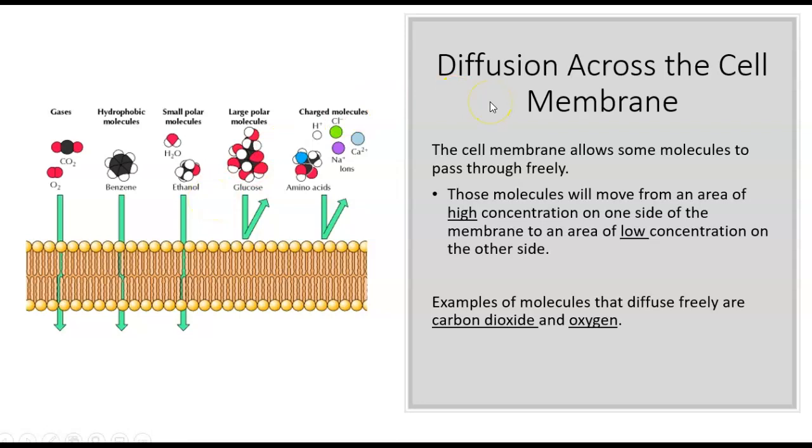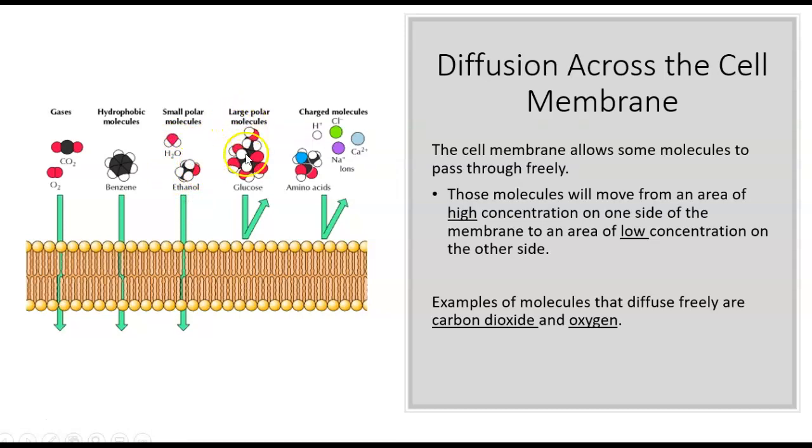So the cell membrane does allow some molecules to pass freely. So those molecules will move from an area of high concentration on one side of the membrane to an area of low concentration on the other side. So examples of molecules that diffuse freely are the oxygen that we breathe and the carbon dioxide that we exhale. So over here you can see those gases, carbon dioxide and oxygen. You can see some other molecules that will move freely, like benzene. Some small polar molecules that can move in as well, water and ethanol.